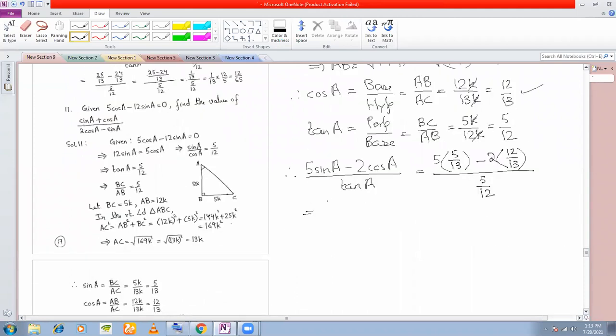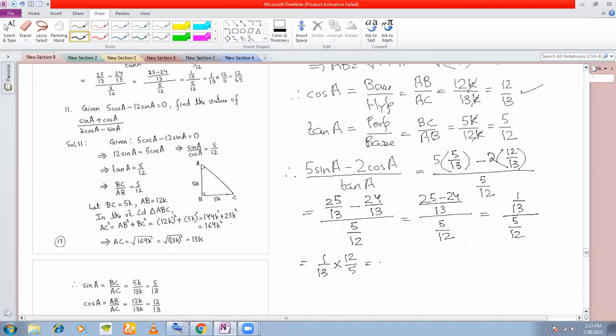Okay. This you get 25 by 13 minus 24 by 13 divided by 5 by 12. Take the LCM on top. 25 minus 24 divided by 13 divided by 5 by 12. We get 1 by 13 divided by 5 by 12, which is 1 by 13 into 12 by 5, which is 12 by 65. And that is your answer.